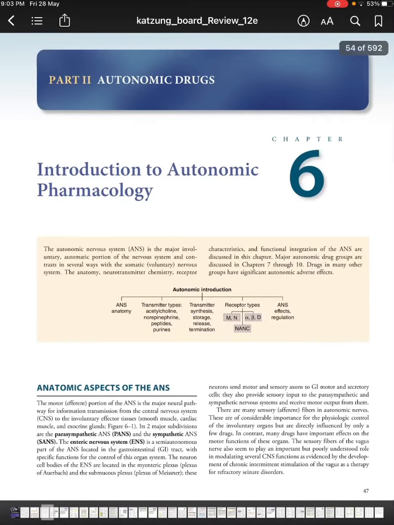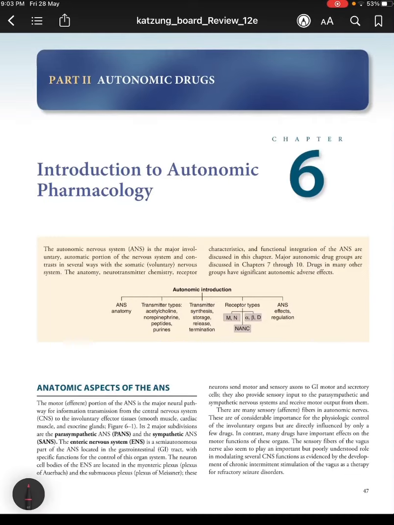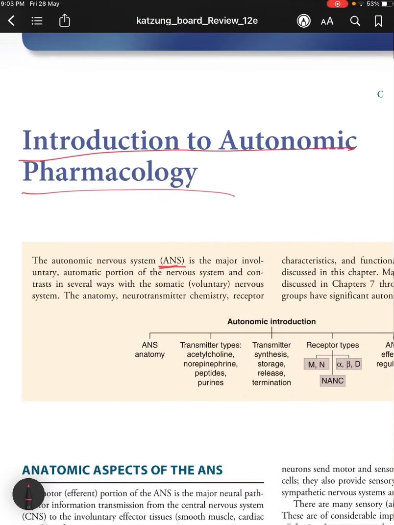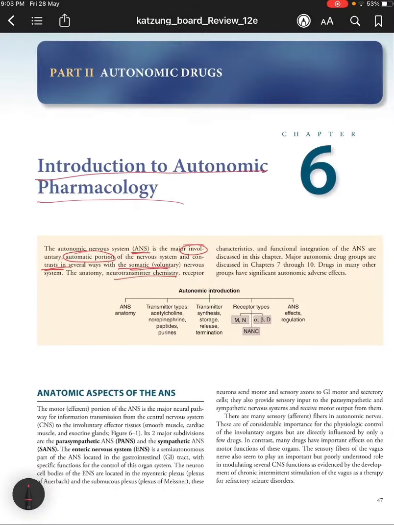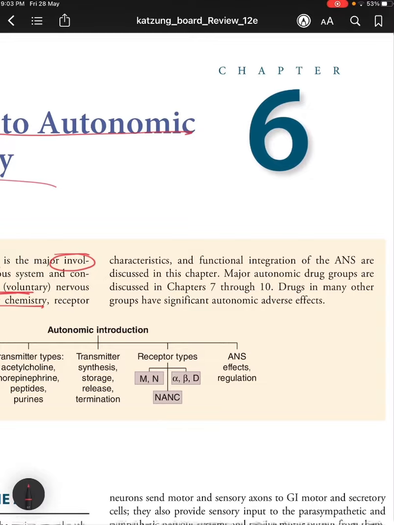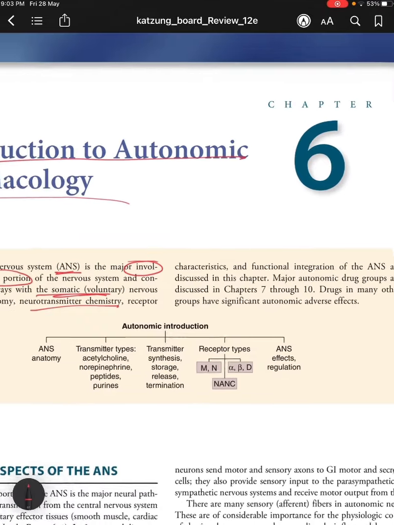So let us get on with chapter 6 in Katzung and Trevor's book of pharmacology, which is Introduction to Autonomic Pharmacology. So the autonomic nervous system, or the ANS, is a major involuntary automatic portion of the nervous system and contrasts in several ways with the somatic nervous system. The anatomy, the neurotransmitter chemistry, the receptor characteristics and functional integration of the ANS are discussed in this chapter.